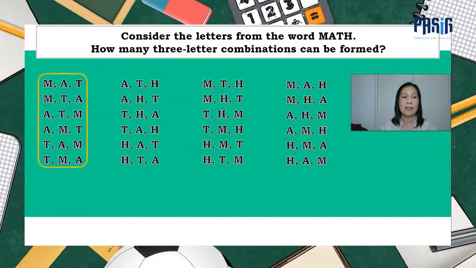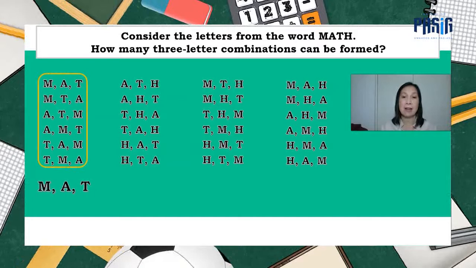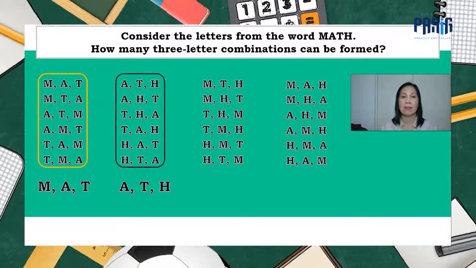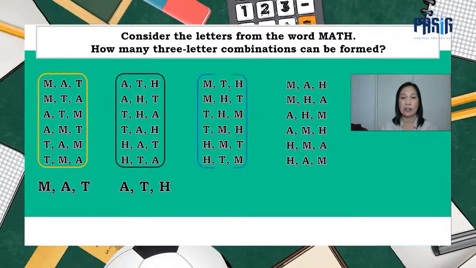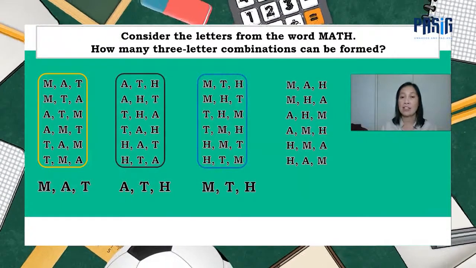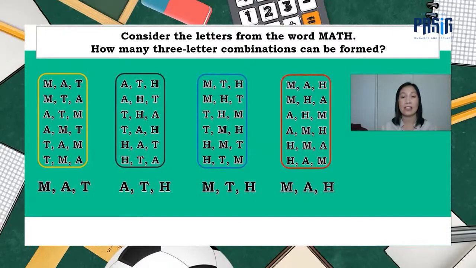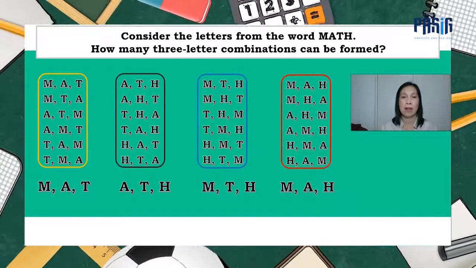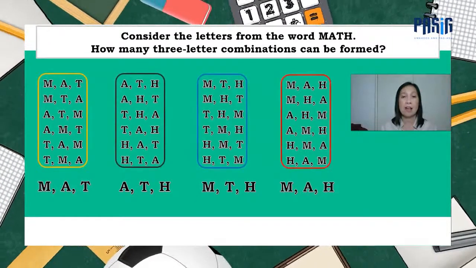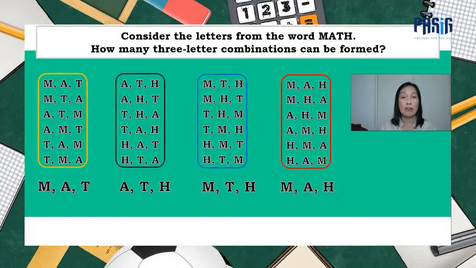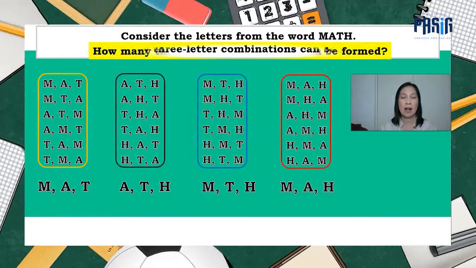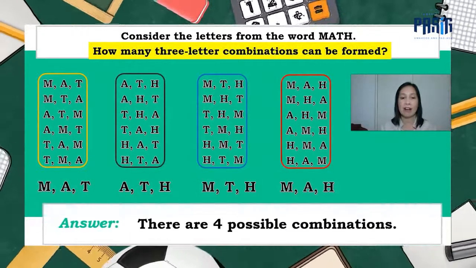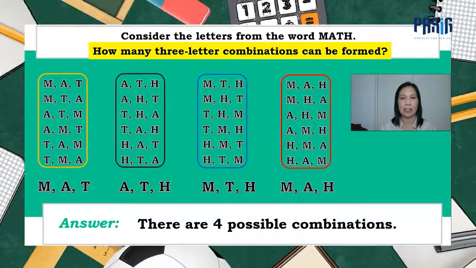In column 1, the letters MAT are the present letters in each arrangement, while on the second column, we have the letters ATH, on the third column, MTH, and on the fourth column, MAH. If the arrangement of letters is not important, therefore, each column is considered as one arrangement or one combination. So, how many 3-letter combinations can be formed? Our answer is, there are 4 possible combinations.